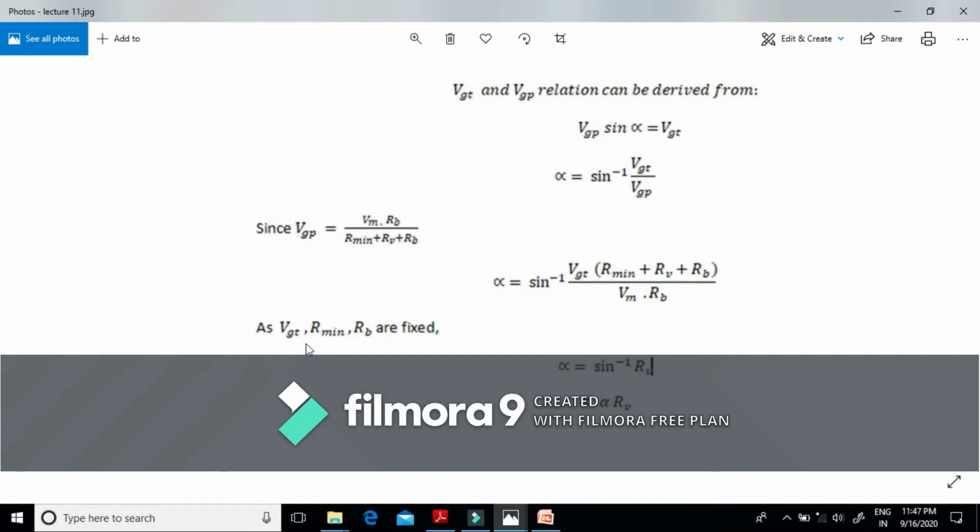Since we know that VGT, R minimum and RB are fixed, alpha is equal to sine inverse of the only variable resistance RV, or we can say alpha is proportional to RV, which means that our firing angle is proportional to the resistance RV. As RV is increased from a smaller value, the firing angle increases. But it should be kept in mind that alpha can never be more than 90.